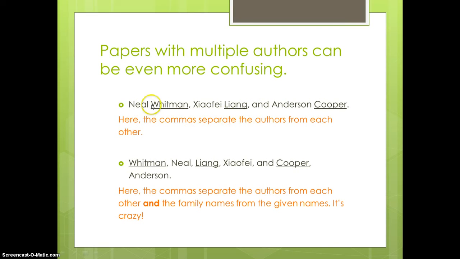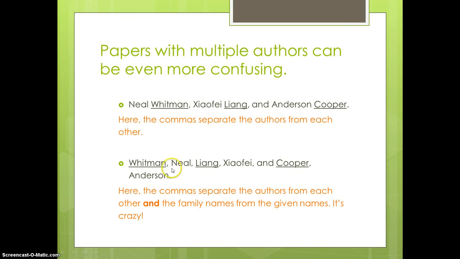But within each author, there's no comma between the names, so we know that the second one is the family name. Family name. Family name. On the other hand, this is terrible. Whitman, comma, Neil, comma, Liang, comma, Xiaofei, and Cooper, comma, Anderson. So here we have commas separating the authors, and also commas separating the family names from the given names. And this is just very confusing, except for the last author and the first author.